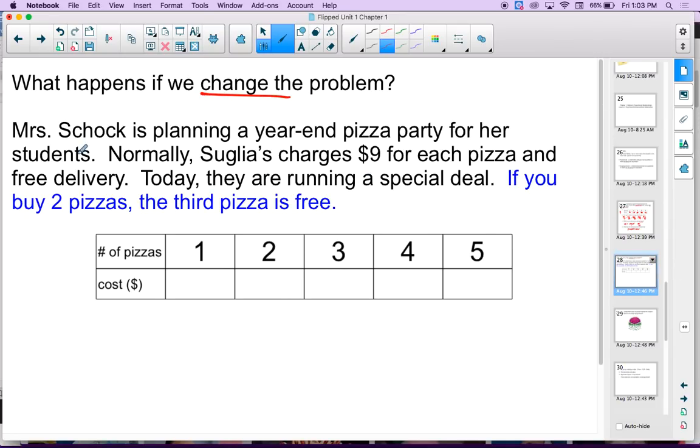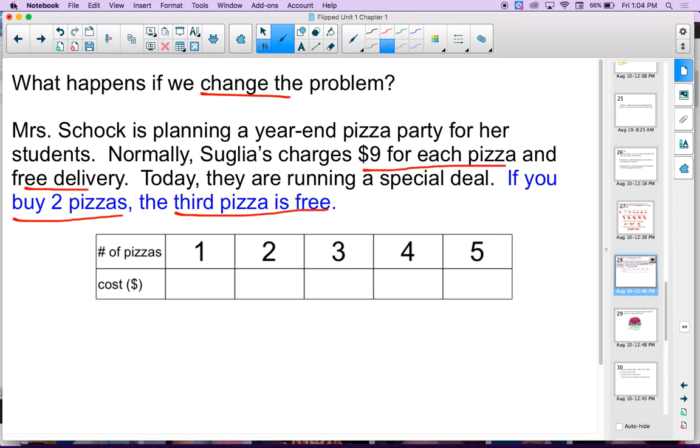So, same setup. Mrs. Shuck is planning a year-end pizza party for her students. Normally, Suglia's charges $9 for each pizza. I'm going to underline that. And free delivery. All right, good to know. Today, they're running a special deal. If you buy 2 pizzas, the third pizza is free.